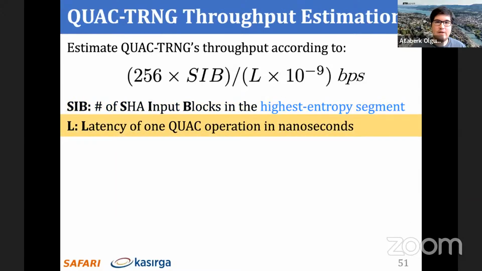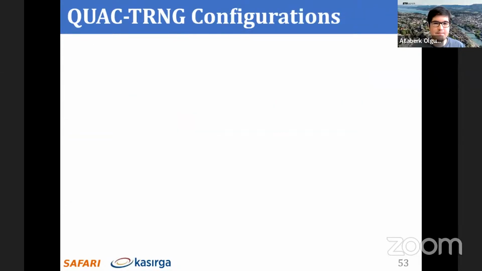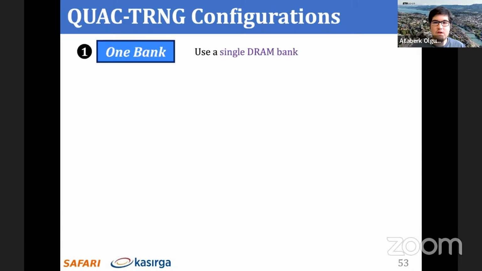We calculate L by tightly scheduling the DDR4 commands required to perform QUAC operations. And we multiply by 256 as each QUAC-TRNG iteration outputs a 256-bit true random number. For our throughput estimation, we evaluate 3 configurations for QUAC-TRNG. The first configuration, named 1 bank, uses a single DRAM bank.